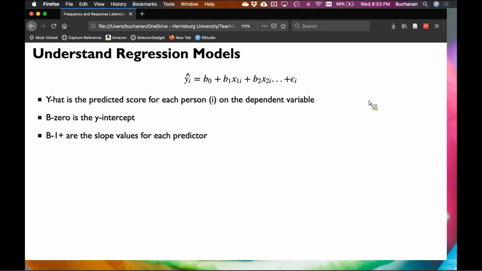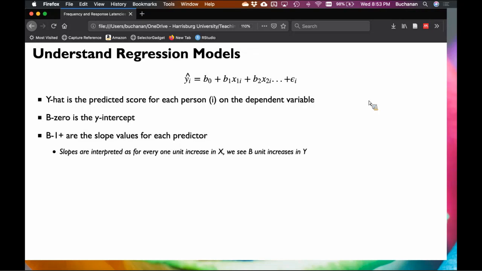B one, B two, B three, etc., are the slope values for each predictor, where slopes are interpreted as for every 1 unit increase in x, we see B units increase in y. And this is really great when you have these nice moderately linear relationships, right? If you're trying to predict the stock market, that doesn't do you any good because the stock market is stochastic, meaning it goes up and down.